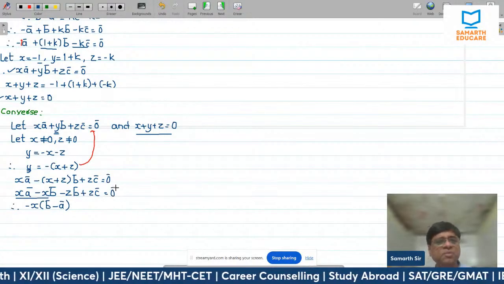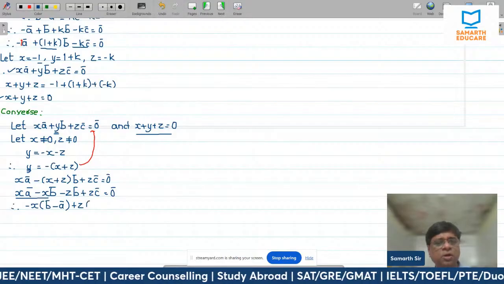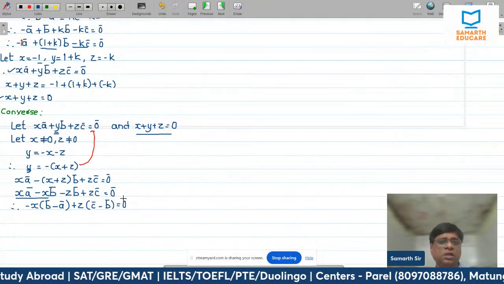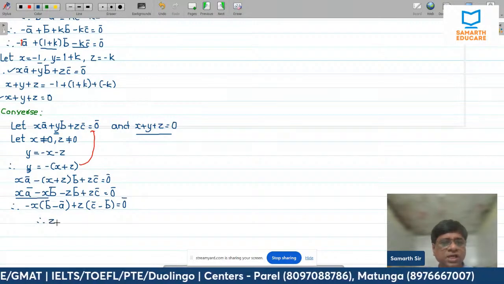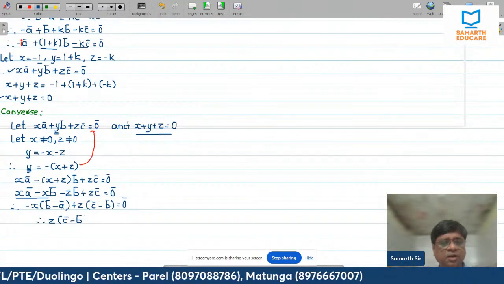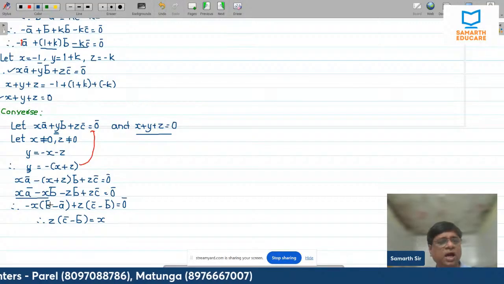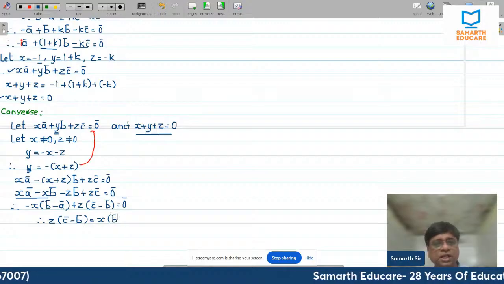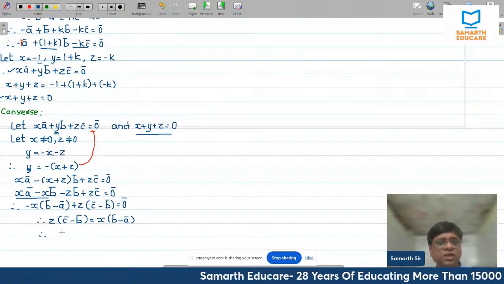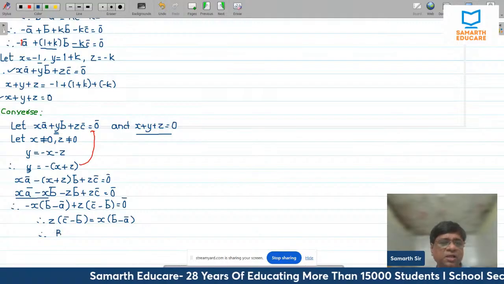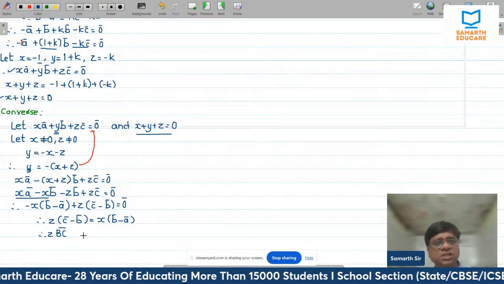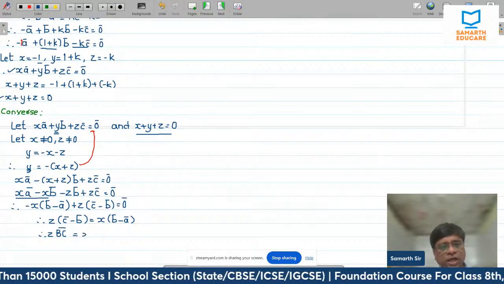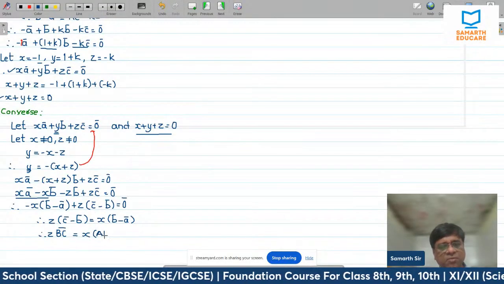Okay, from the remaining two terms, if I take z common, what will remain in the bracket is c bar minus b bar, is equal to 0 bar. Now z into c bar minus b bar is equal to, if I take the other term to the right hand side, on the left hand side it is minus, here it becomes plus, so x into b bar minus a bar, which means c bar minus b bar is bc bar, z bc bar, is equal to x times b bar minus a bar, which is ab bar.